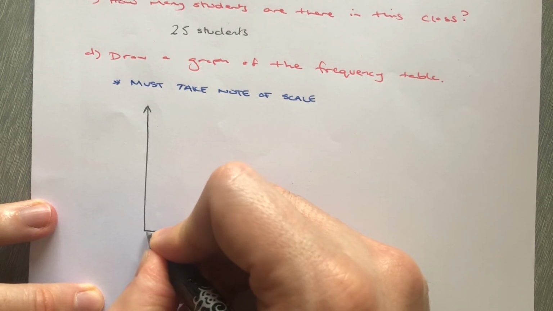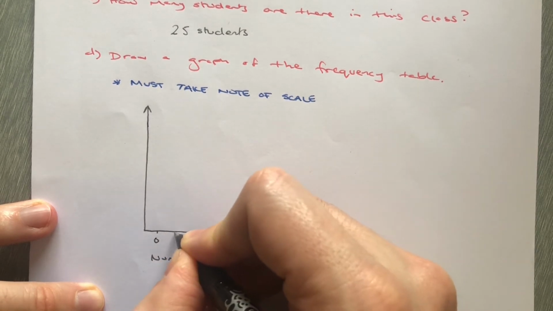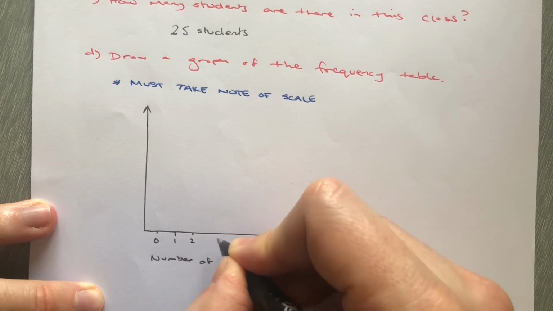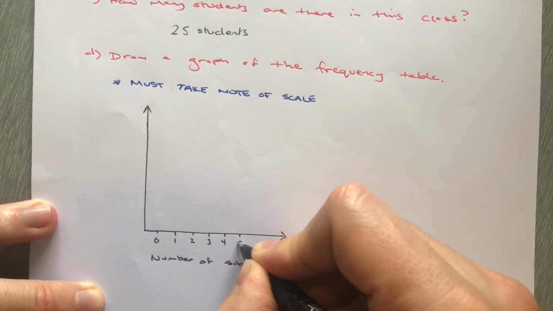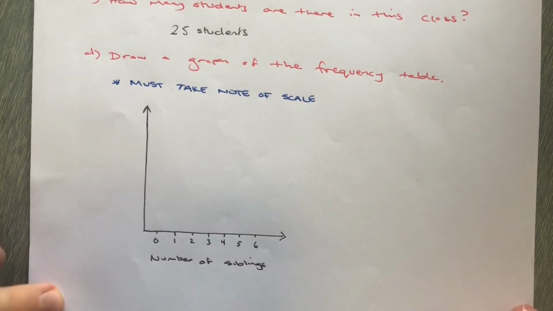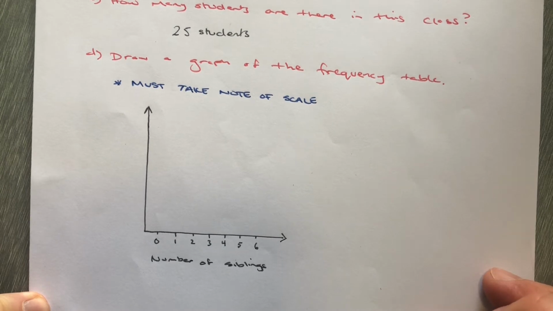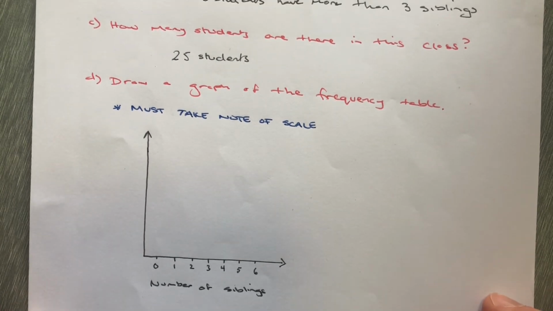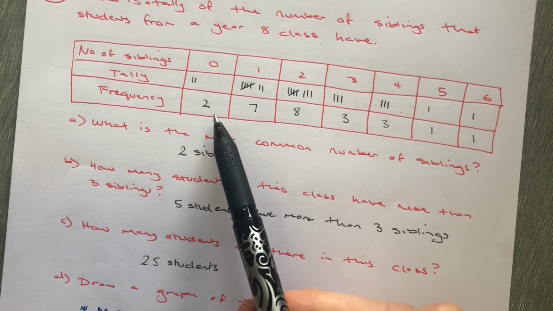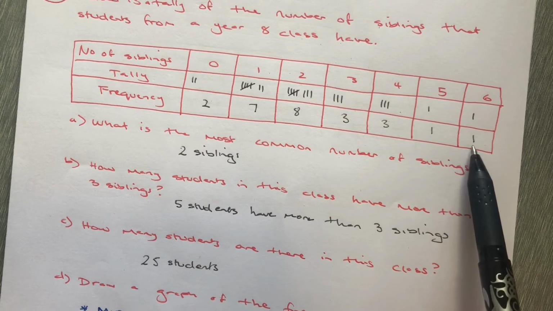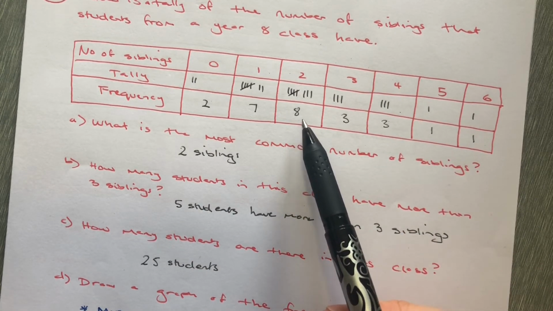So let's say this can be 0, this can be 1, 2, 3, 4, 5, and 6. There we go. But we needed to work out the frequency of each of those numbers of siblings. So let's look up here at our different frequencies. We had a frequency of 2, that's low. We've got an even lower one, which is 1, and our highest is 8. So we need to make sure our axis goes up to 8.